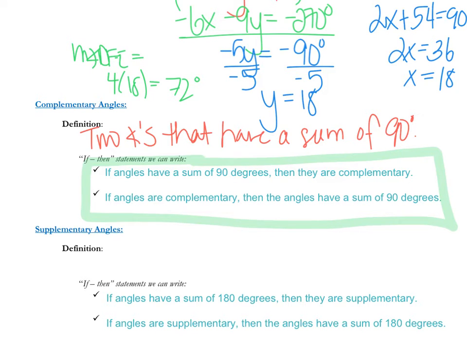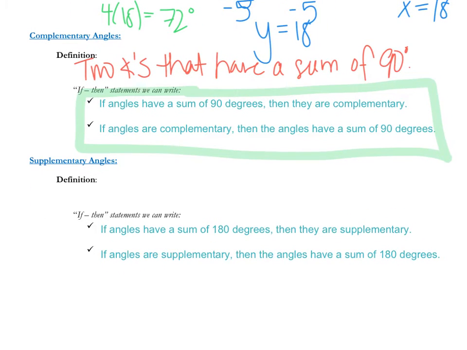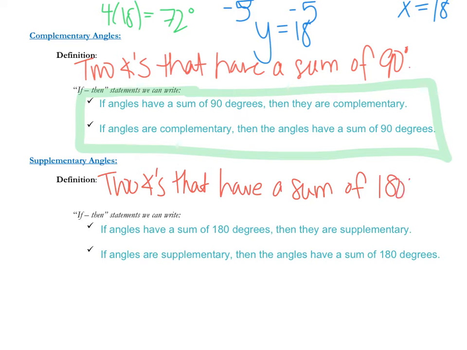So here's two more to add to your list that you need to know. Supplementary angles, same thing. The definition, two angles that have a sum of 180 degrees. Just a reminder that supplementary and complementary angles do not have to be adjacent. Linear pairs do need to be adjacent.